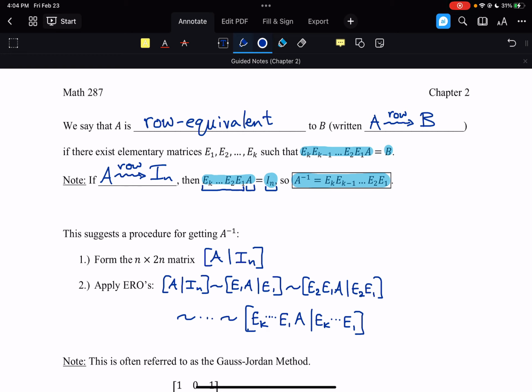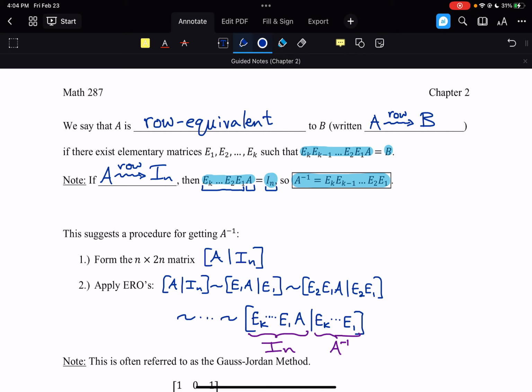This object on the left-hand side, that's this right here. That is the identity matrix. That's what we just showed up there. So this side is the identity, and this side is all of those elementary matrices. That is A inverse. So this side is A inverse.